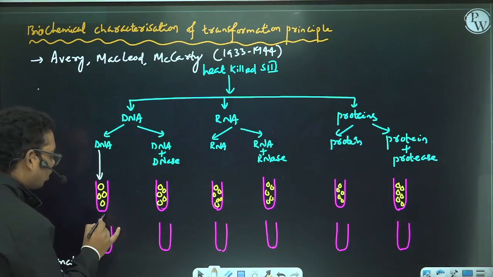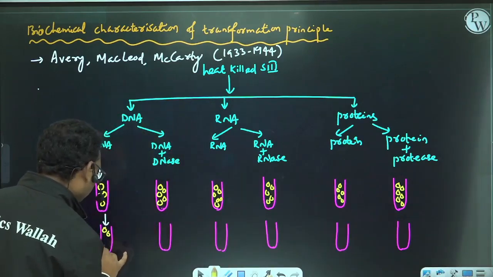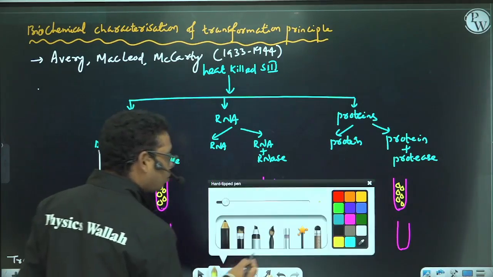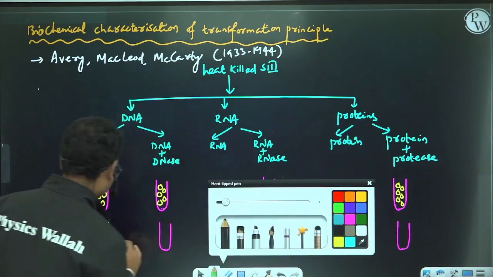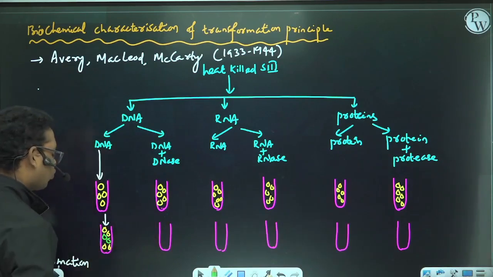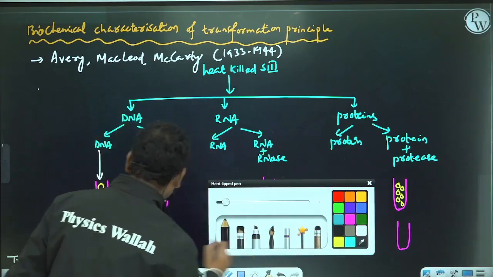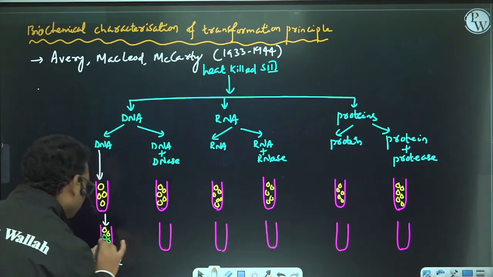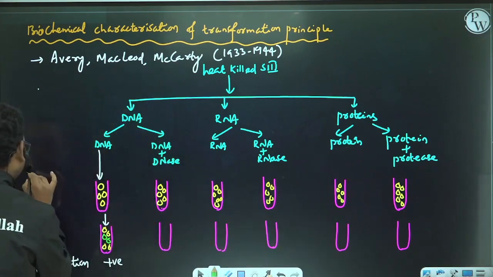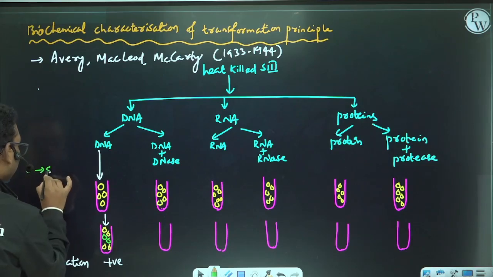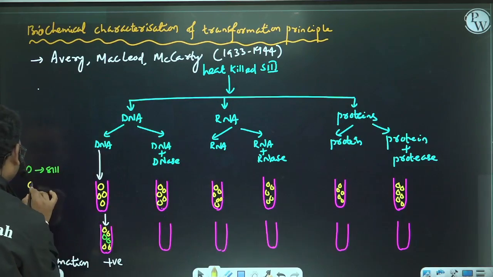And they found that in this case, some bacteria remain R2 form and some bacteria got changed into S3 form. Okay, that means here the transformation took place. Okay, so let me write here this part. This is indicating S3, and this one is indicating R2.